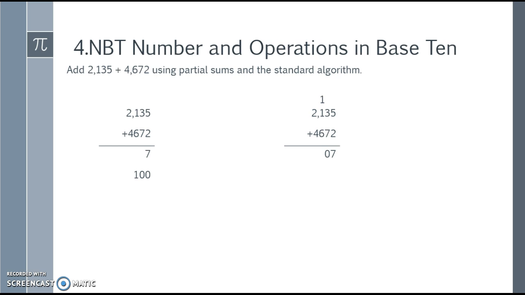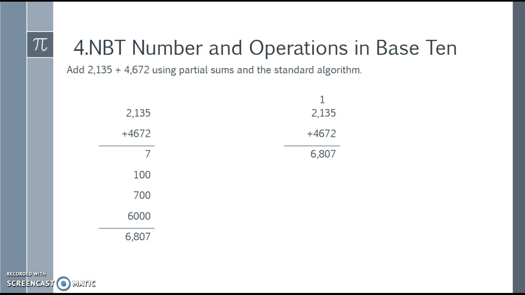Now I will move to my hundreds category. 100 plus 600 is 700. However, with the standard algorithm, I add 6 plus 1 plus the 1 we carried, which is 8. Finally, with partial sums, I will add the thousands. 2,000 plus 4,000 is 6,000, and 4 plus 2 is 6. Now that I have them all labeled on the partial sums, I can add straight down, giving me 6,807. Although it seems like many steps, it still gets us the same place.